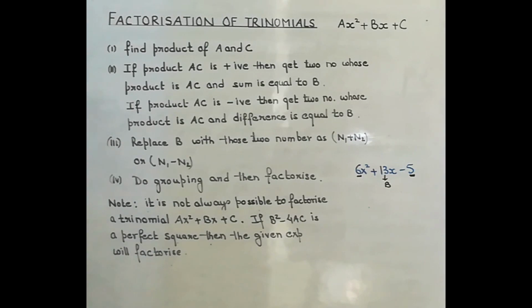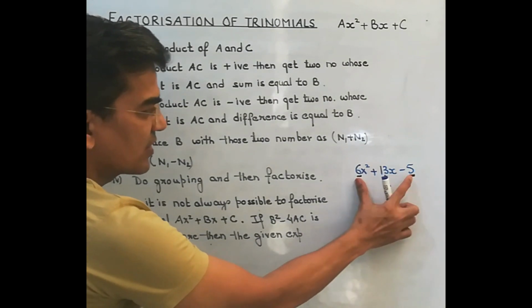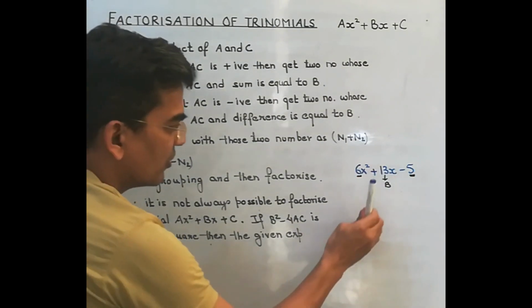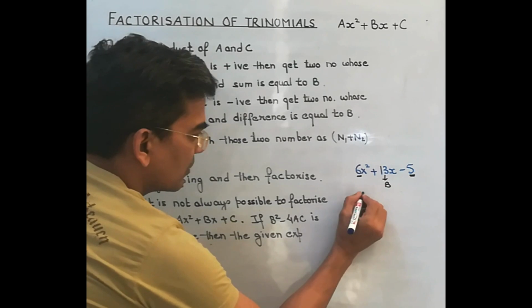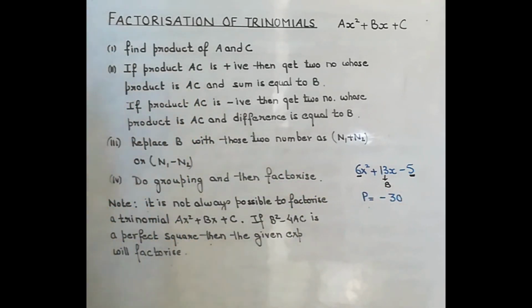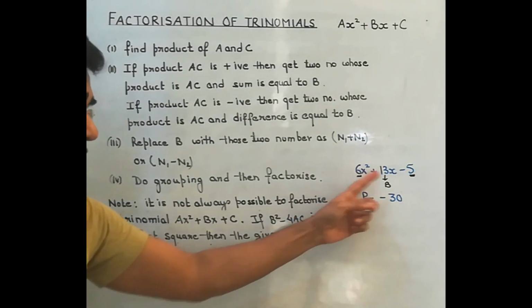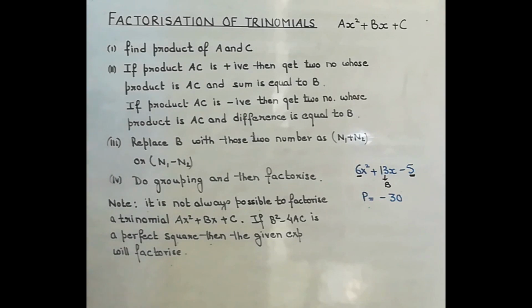Now what the step says, find the product of A and C. So we will find the product. A is plus 6 and C is minus 5. So what will be the product? Product will be minus 30. See, in the previous question we got the product plus 30. Here we are getting the product minus 30.